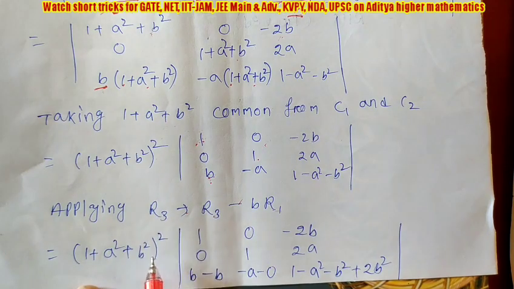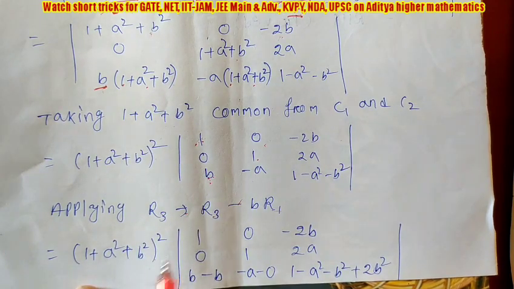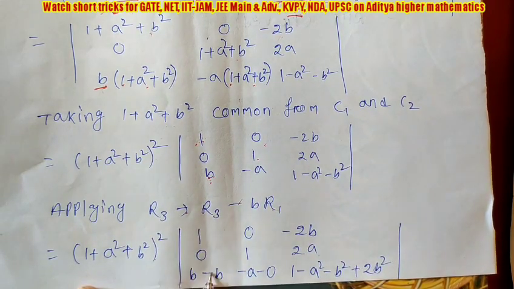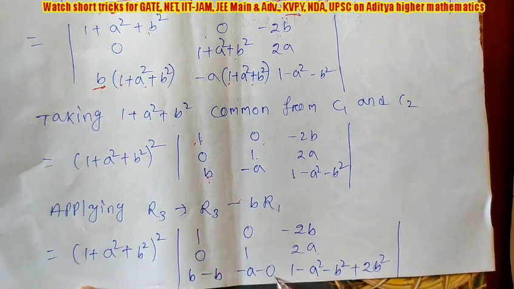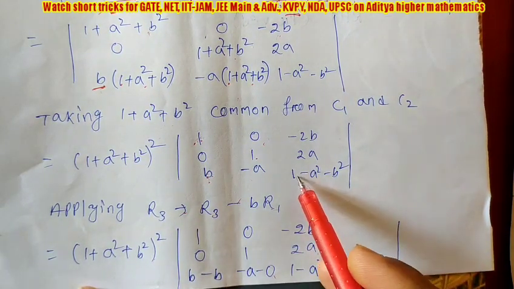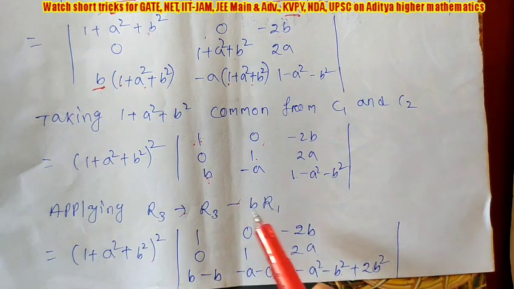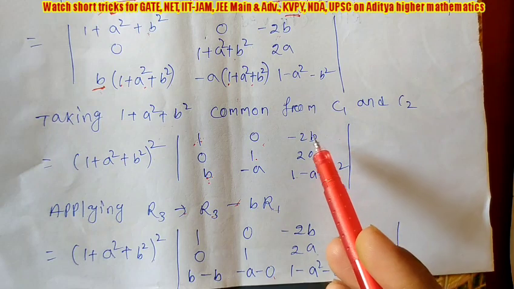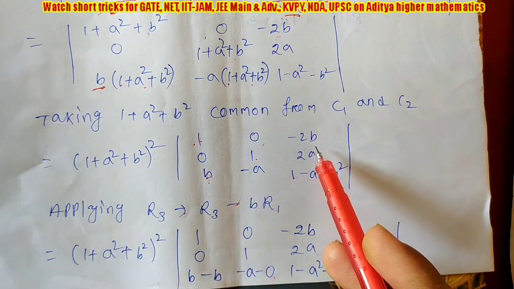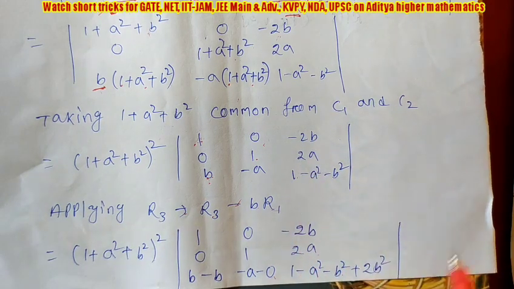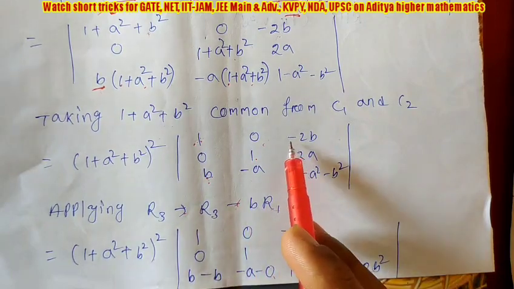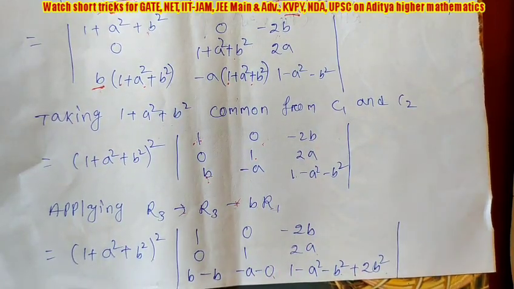So write the same thing. What is that factor? We are changing only R3, so R1 and R2 keep the same. Now R3 is b minus b multiplied by 1, which is 0. This is minus 1, 0, only 0 you have to write. Now the third element, 1 minus a square minus b square: you have to multiply b with minus 2b. So the sign is minus minus, you will get plus 2b square.